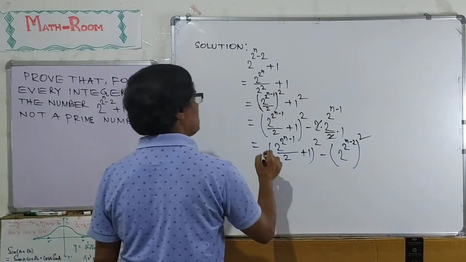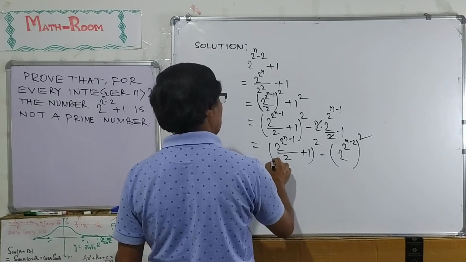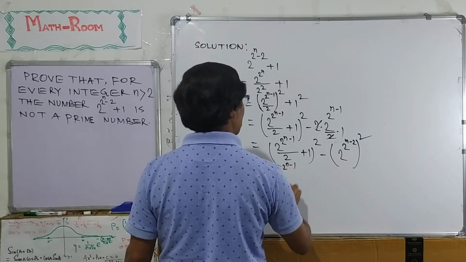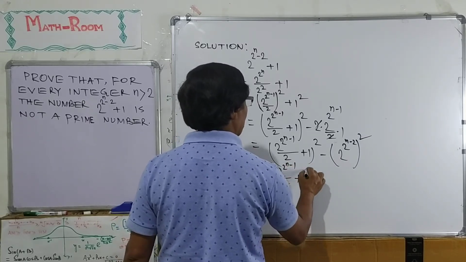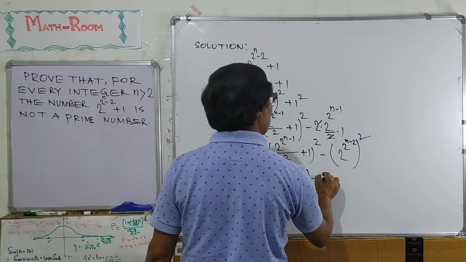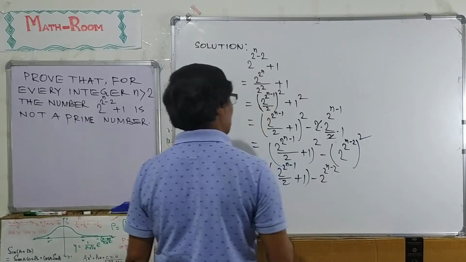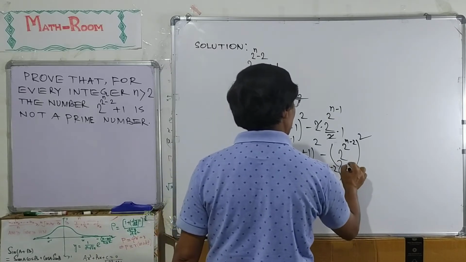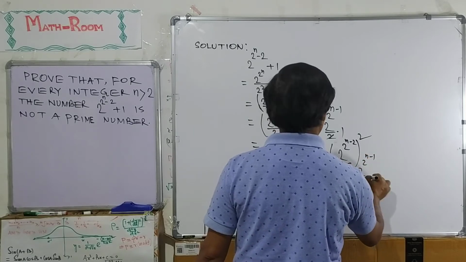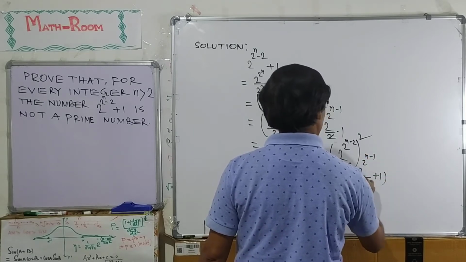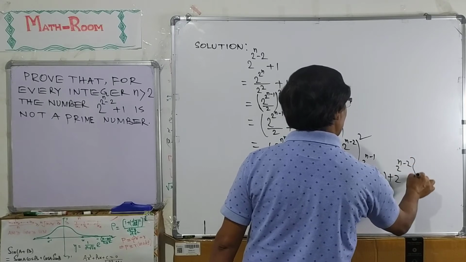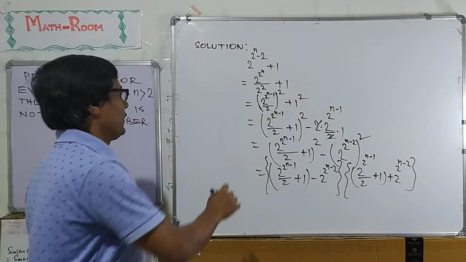So, we can factorize this term. After factorization, we get 2 to the power n minus 1 over 2 plus 1 minus 2 to the power n minus 2 into 2 to the power n minus 1 over 2 plus 1 plus 2 to the power n minus 2. These are the factors of this.